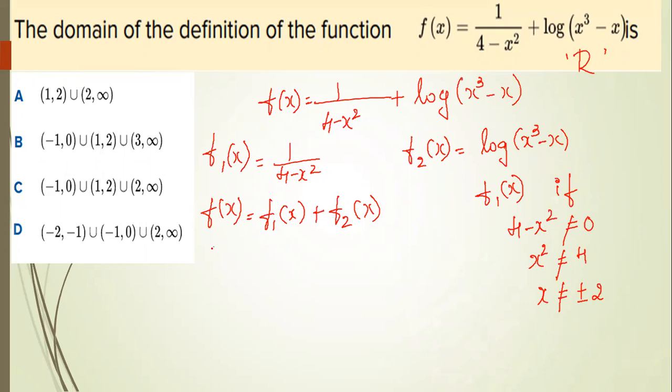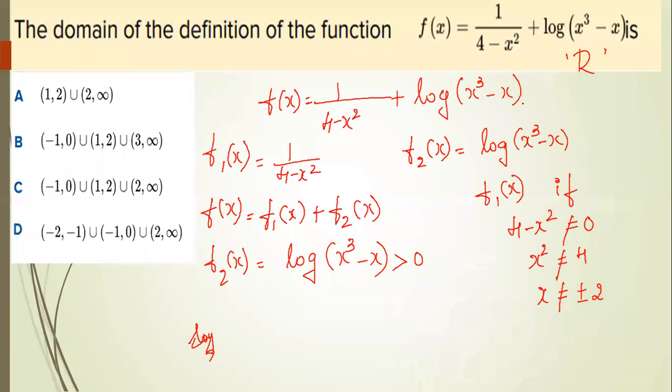Whereas if you see the second function, f2 of x, what is f2 of x? It is log of x cube minus x. What is the criteria for log? The argument should always be greater than 0, correct, students? Have you seen what is log of minus 2? No. It is always greater than 0. You cannot write equal to 0 also, because log 0 is undefined, or infinity.